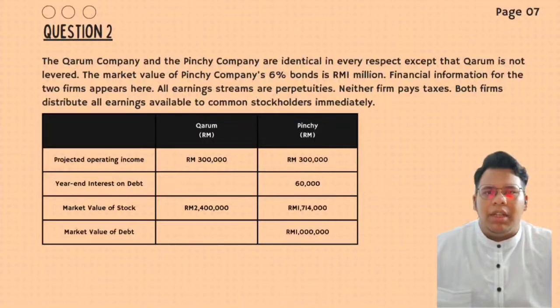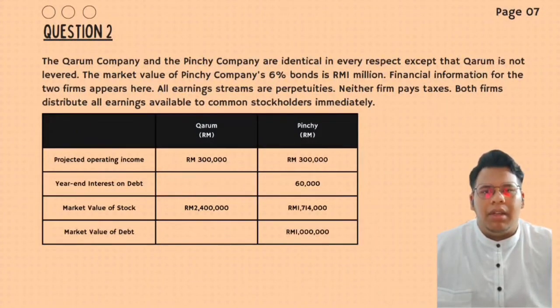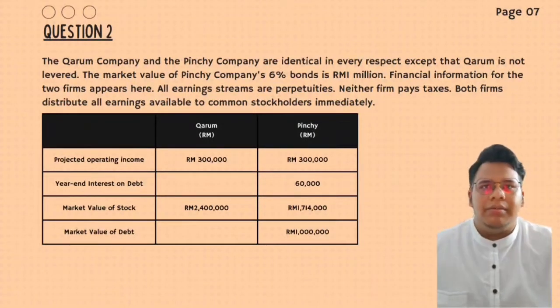Projected operating income: Kerem has 300,000 and Peachy has 300,000. The year-end interest on debt: Kerem nil and Peachy 60,000. The market value of stock for Kerem is 2.4 million and for Peachy is 1.714 million. The market value of debt for Peachy is 1 million.